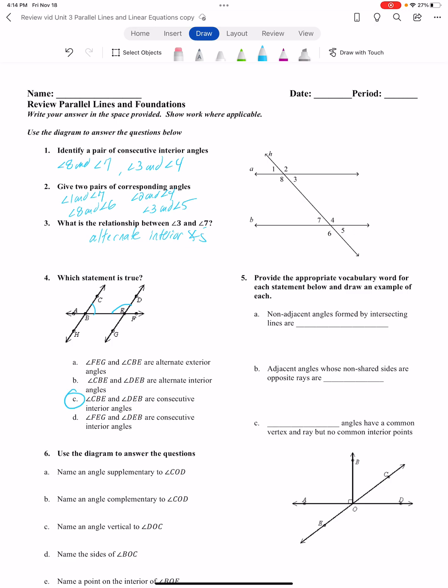Number 5, non-adjacent angles formed by intersecting lines are vertical. Adjacent angles whose non-shared sides are opposite rays are a linear pair. And angles that have a common vertex and ray when no common interior points are adjacent.